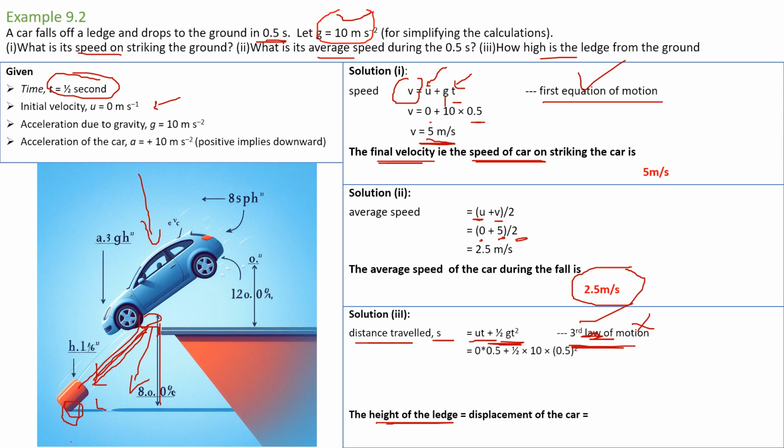Now, what is that? Substitute them. U is equal to 0. T is of course 0.5. G is 10 meter per second square because it's given, we are using it. And what is T square? 0.5 square, because it's given, in seconds. Solving it.